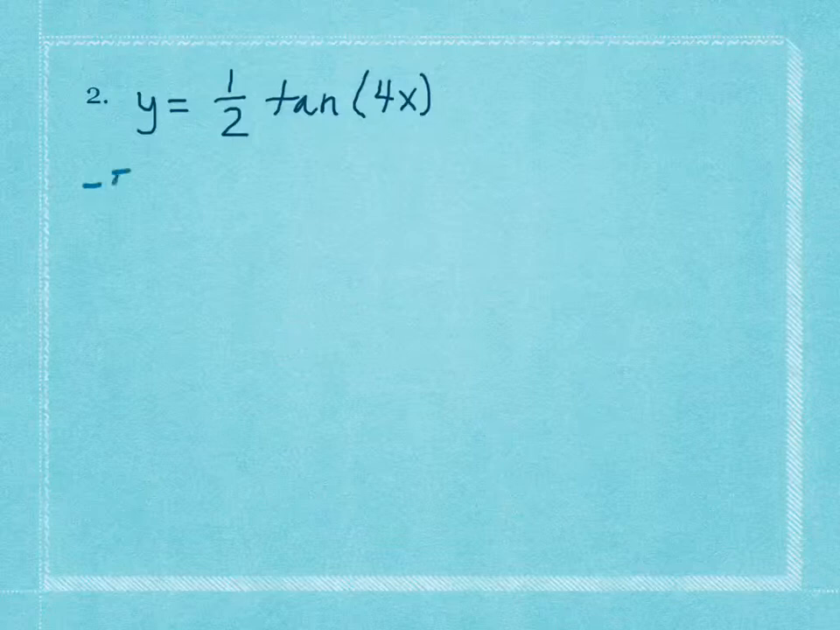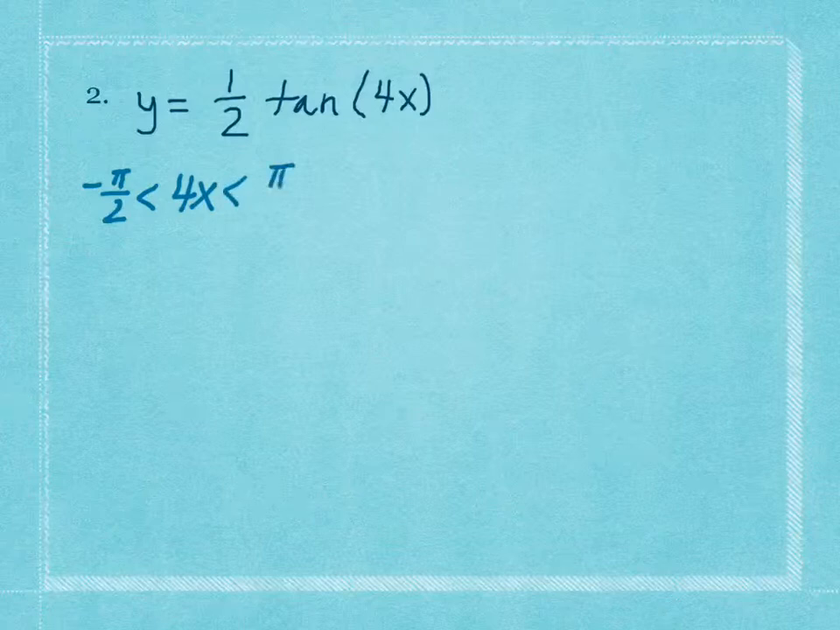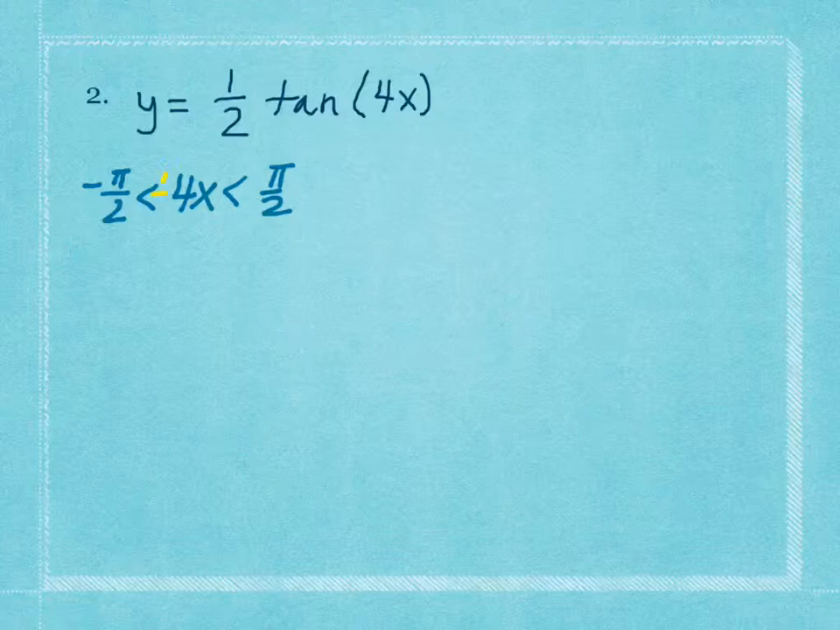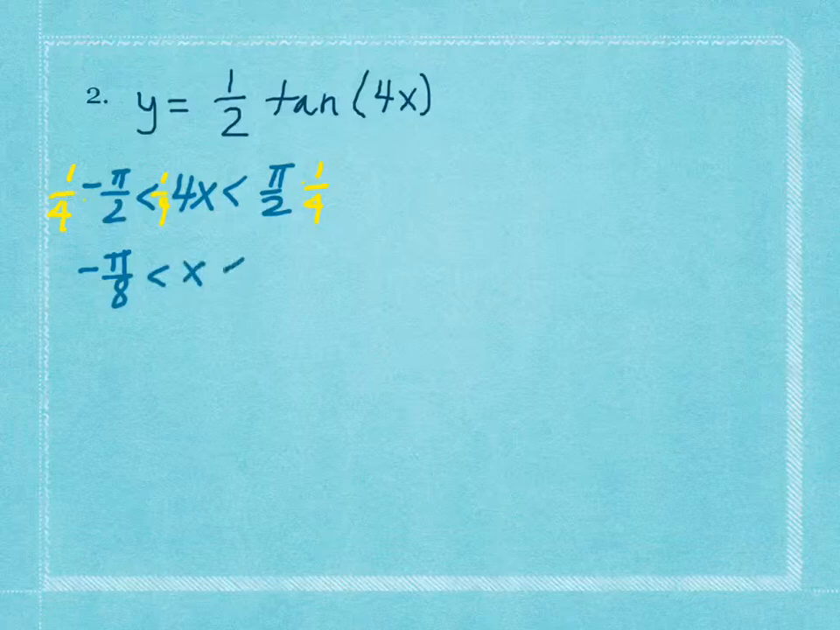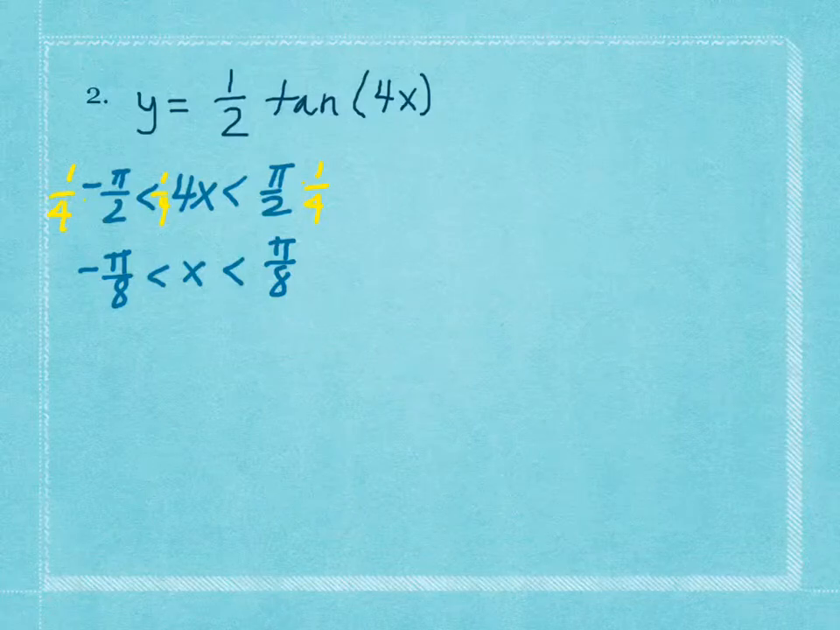So for tangent we do negative pi halves is less than bx, which is 4x here, is less than pi halves. And then in order to solve this, in general we would want to divide by 4, or maybe easier to think about it since I'm dealing with fractions, multiplying by 1/4. So if I have on the left-hand side 1/4 times negative pi halves, that's negative pi eighths. In the middle I have x, of course, and on the right-hand side I have pi eighths. So my period is actually pi fourths because I go from negative pi eighths to positive pi eighths. 2 pi eighths would be pi fourths.